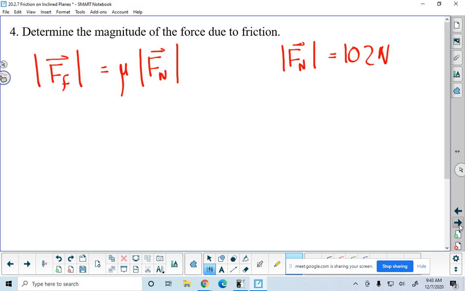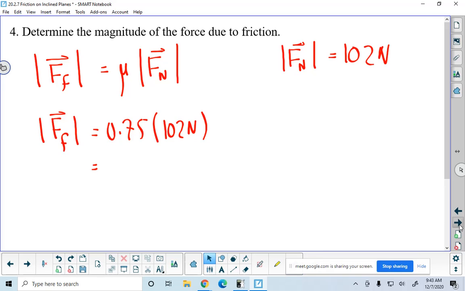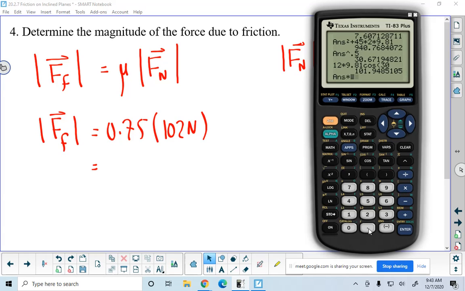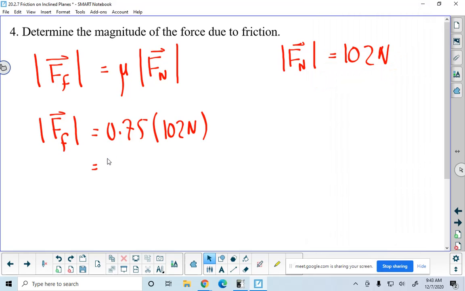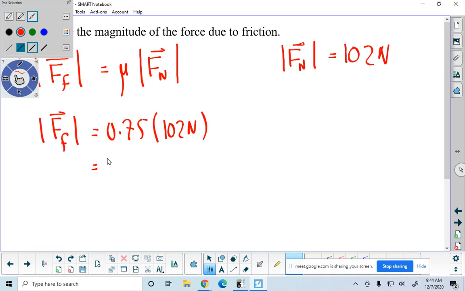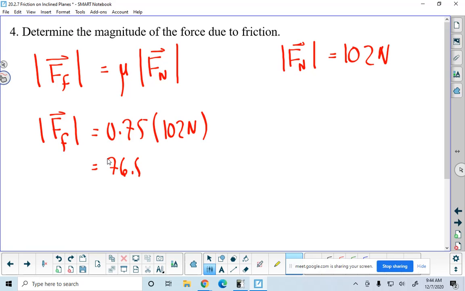Okay, thank you, Andrea. So what we're going to do is put mu in, and mu, I remember, was 0.75, so it's 0.75 multiplied by 102 newtons, which was the normal force. And what we're going to get is 76.5 roughly, yeah, 76.5 newtons. So does anybody have any questions with number 4?